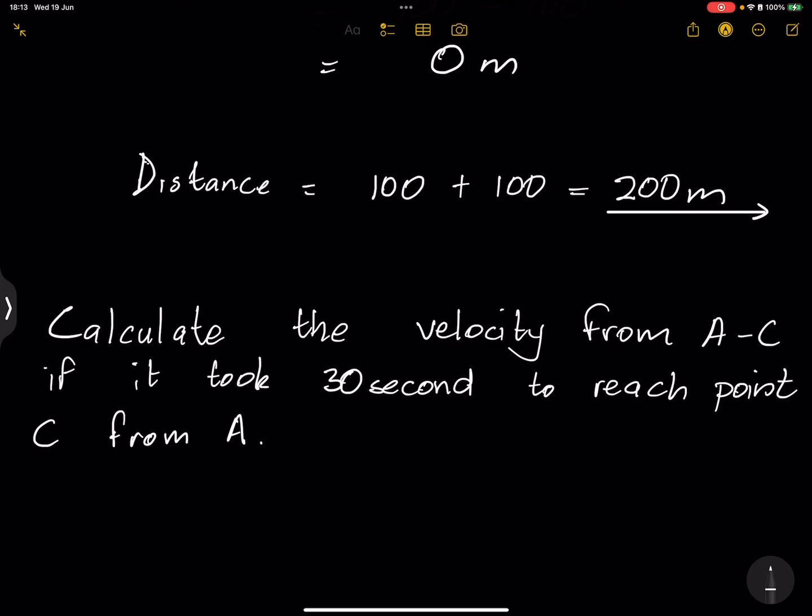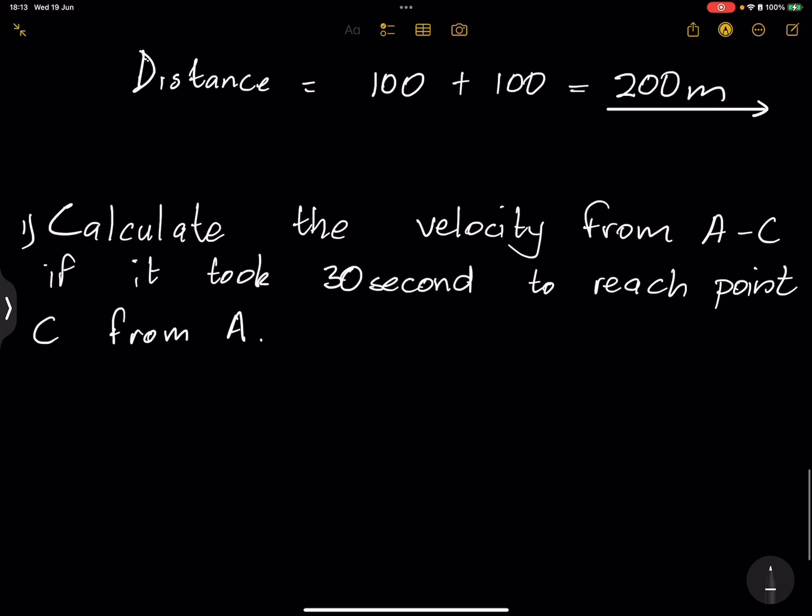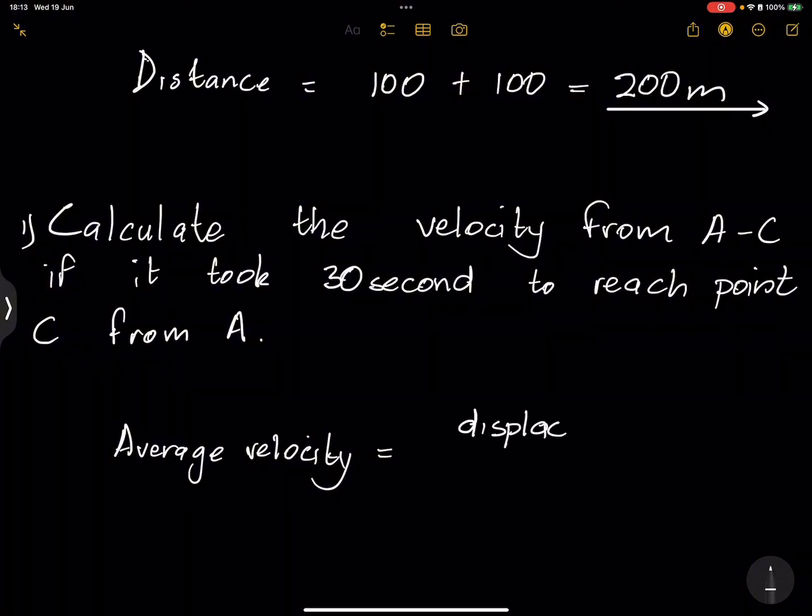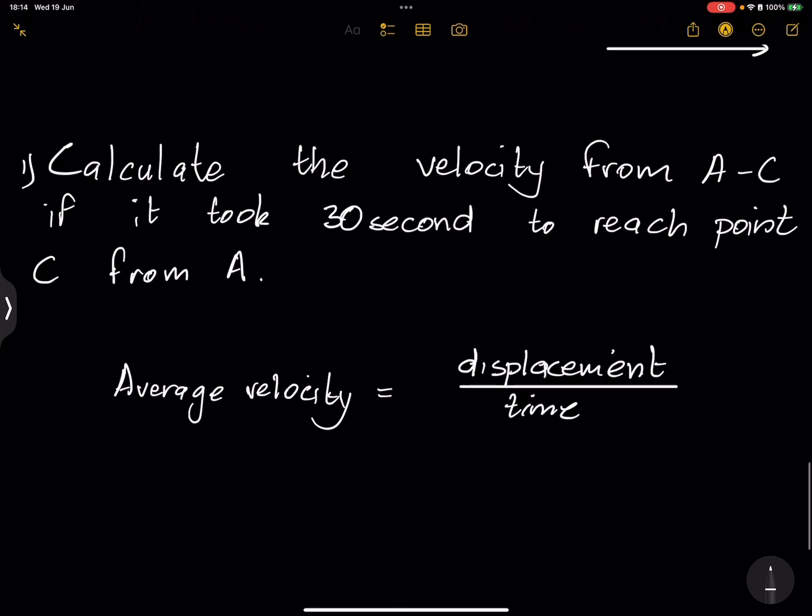So what are we going to do? When we want the velocity, we said whenever we want the average velocity, right? So average velocity is going to be the change in displacement, or rather, displacement divided by the time. Okay.